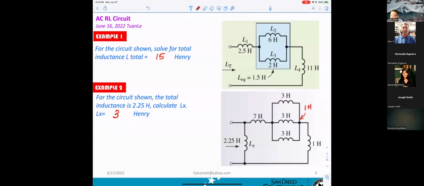Mr. Pham, can I ask a question? Yeah, go ahead. When you do the part where it's got 7 and then 3, 3, 3, and then 1, that comes out to 9, correct? Adding 1, adding another 1, it comes out to 9, correct? Right. And then that 9 is in parallel with the 2.25, correct? Right. So then you should get maybe like 1.8, because it's got to be smaller than the smallest, and 2.25 is smaller than 9.